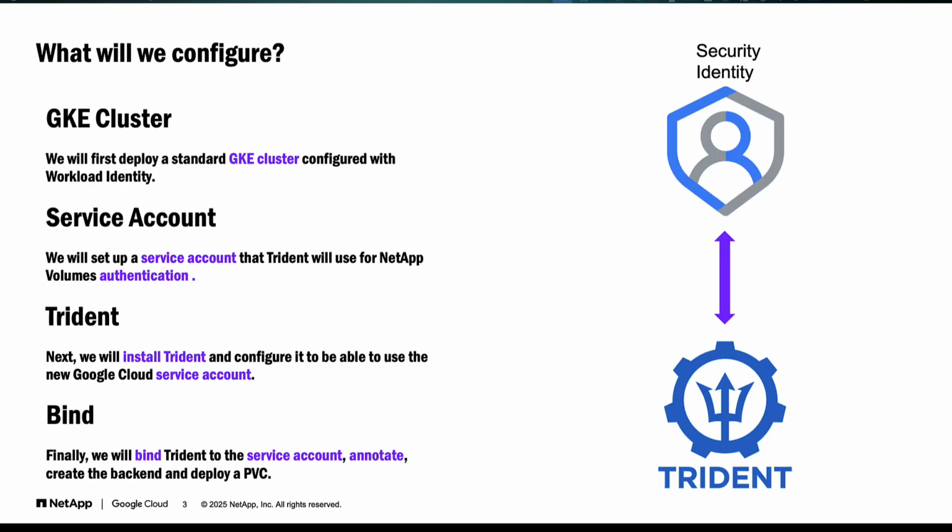So how do we configure it? Well, it's simple. First, we'll deploy a GKE cluster. The key here is to remember to configure workload identity on the standard cluster. Next, we will create the Google service account with the proper permissions. We will install Trident for use with Cloud Identity. A few changes need to be made in the orchestrator YAML file. And then we'll bind the Trident controller service account with the new Google service account. We will also deploy a backend, storage class, and a PVC.